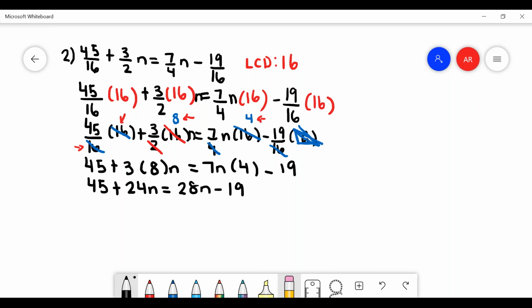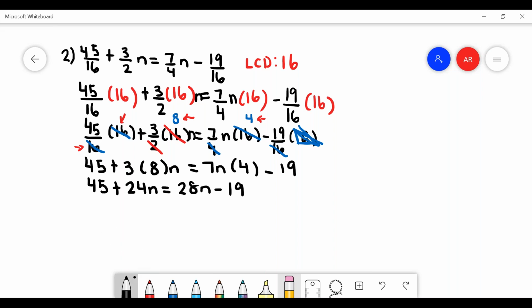So now great, we've arrived at this step, and what we need to do now is combine like terms. Keep in mind, as I mentioned previously, like terms are terms which have the same variable and same degree or exponent. On the left side, we have 45 plus 24n. Those are not like terms. And on the right side, we have 28n minus 19. Those are also not like terms. So we're just going to rearrange this and combine the like terms so we can isolate our variable n.